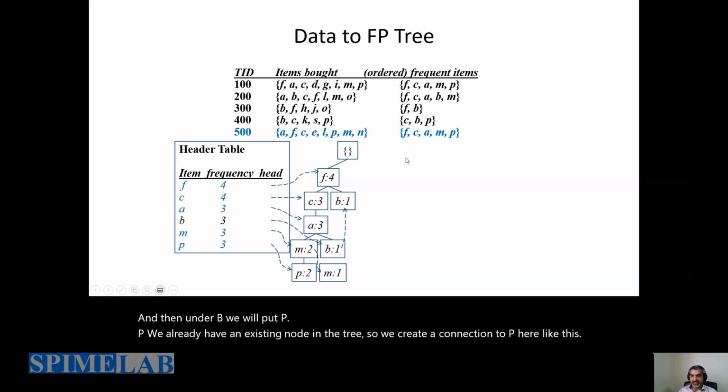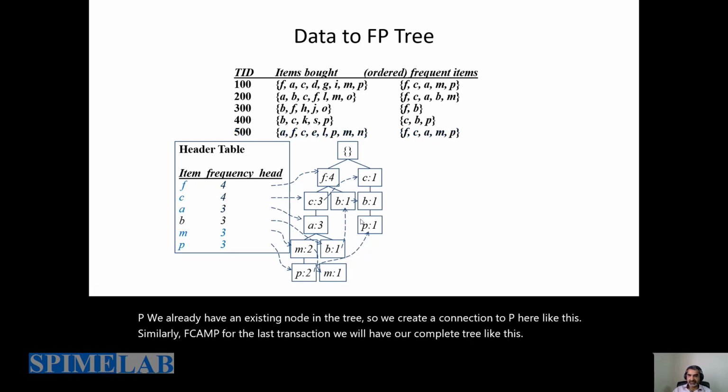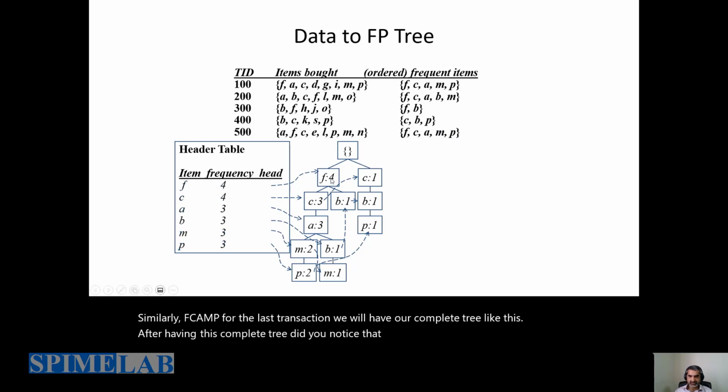Similarly, FCAMP, for the last transaction, we will have our complete tree like this. After having this complete tree, did you notice that FCA counts incremented, and then M and P became 2 and 2.